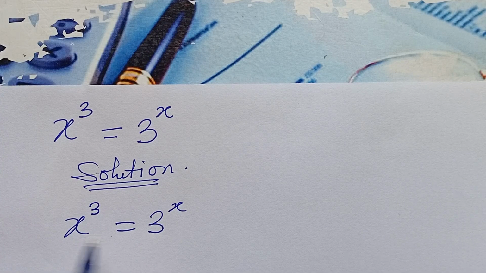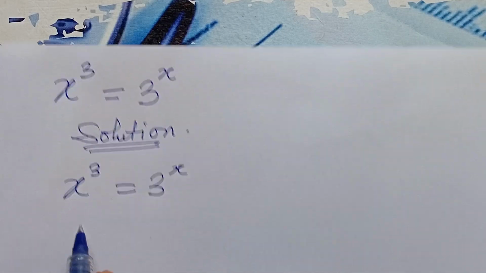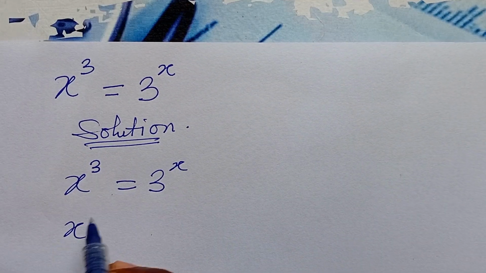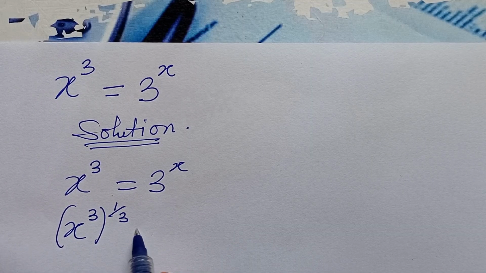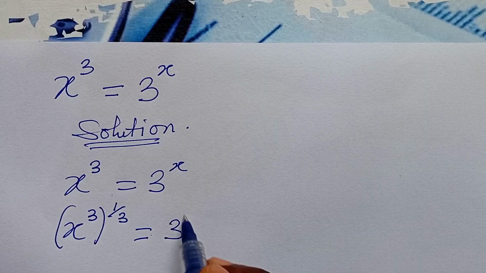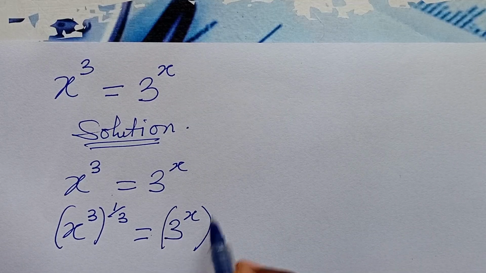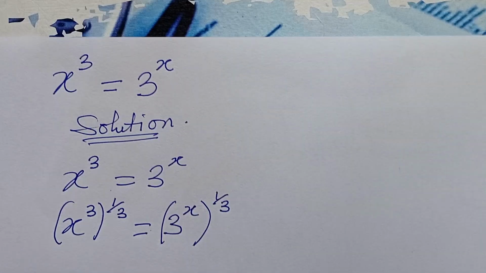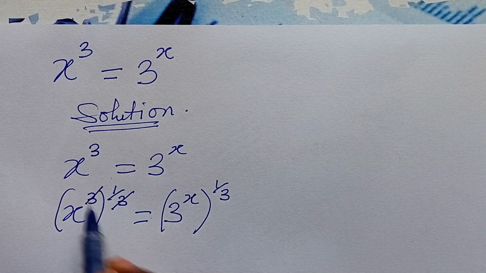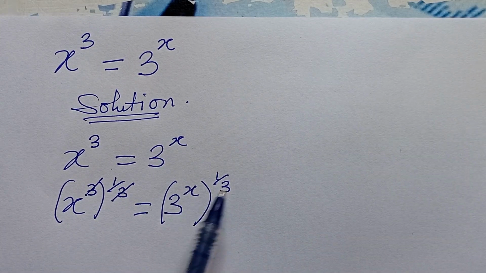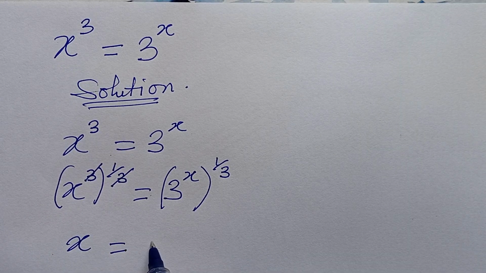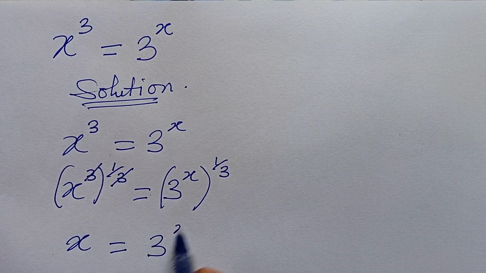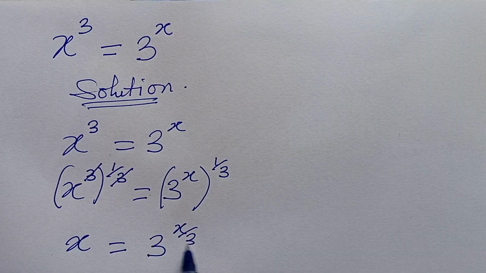And so I'm going to raise both sides of the equation to 1 all over 3. So this is going to give us x to the power of 3, further raised to the power of 1 all over 3, equal to 3 raised to the power of x, further raised to the power of 1 all over 3. So you discover that this and this will cancel. We can multiply these powers here. So having x is equal to 3 raised to the power of x all over 3.